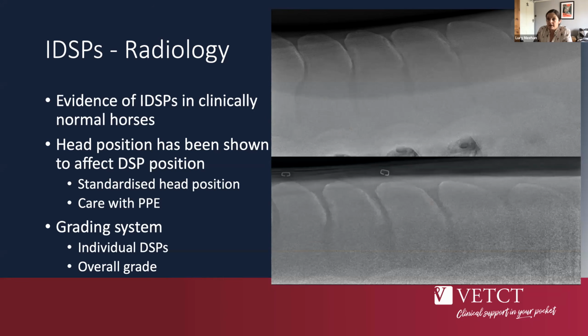We tend to take them in the clinic with a standardized head position. So we have the head on a headstand and the nose level with the point of the shoulder. So at least we know that when we take repeated radiographs, those should be comparable.